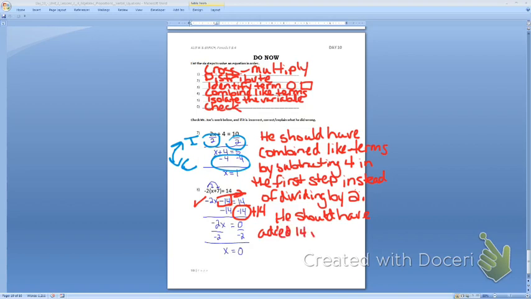14 rather than subtract. Okay, and that explains what he did wrong.